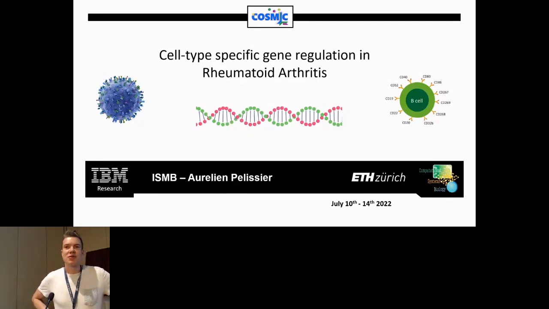So my name is Aurelien Pelisiser. I'm going to present the work I have been doing in the IBM research in collaboration with ETH Zurich. So cell type specific gene regulation in rheumatoid arthritis.